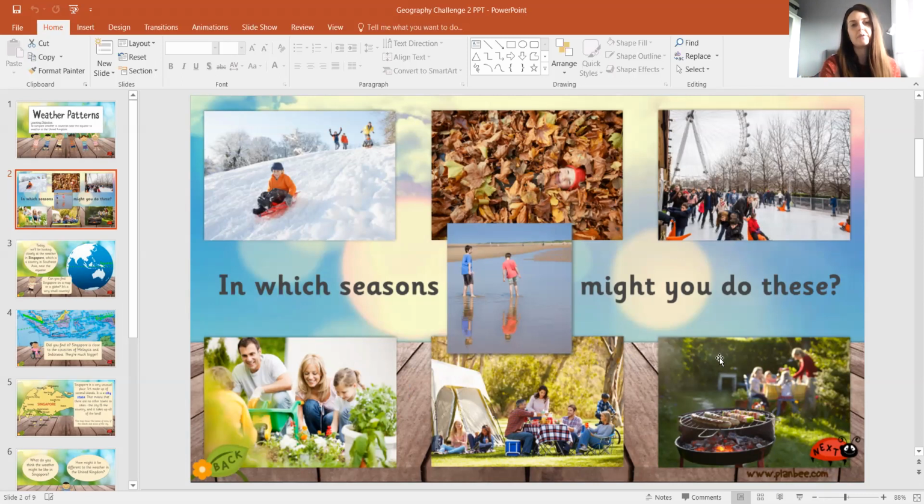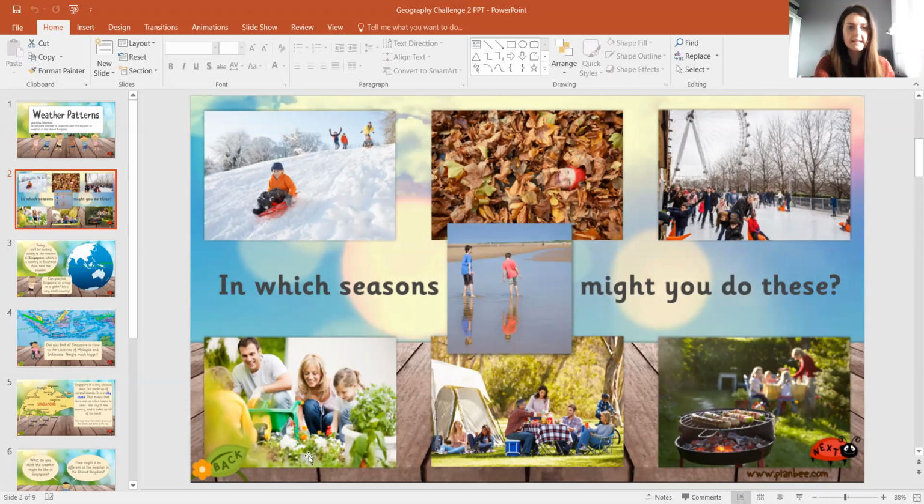Okay, so the first picture, we're going to be doing that when it's snowy. So it's going to be in winter, isn't it? That would be the season. The leaves, when they all fall down from the trees, that's going to be in autumn because that's when the leaves fall down and they go those beautiful crunchy browns, yellows and reddy colours. Ice skating, we normally do that around Christmas time, so that's winter as well. Even though it's not real ice that's set from the weather, it's normally done in winter.